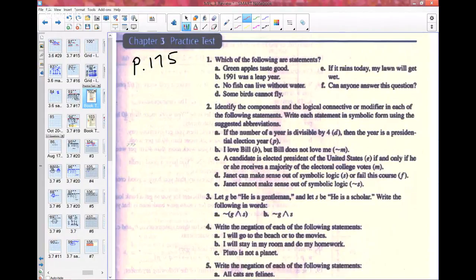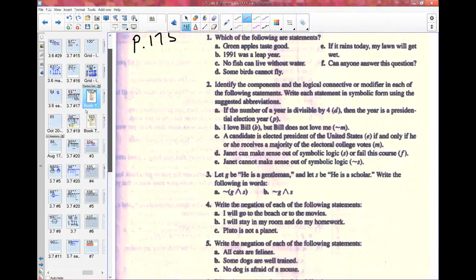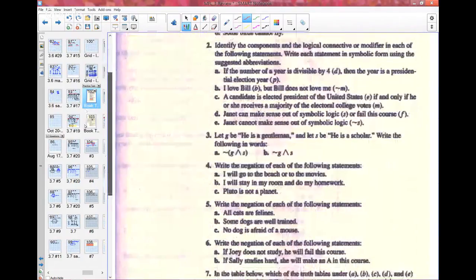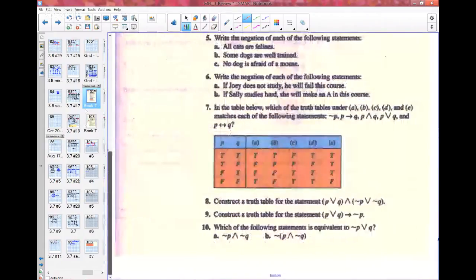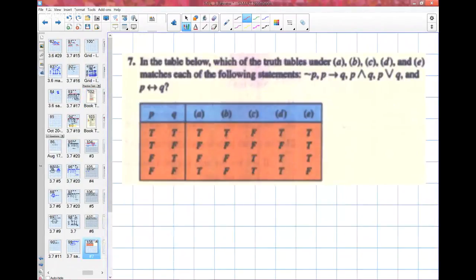Can you do question 7? Sure can. Thanks. Here's what it looks like on the test, but I've got a page set up for it, so let's take a look.